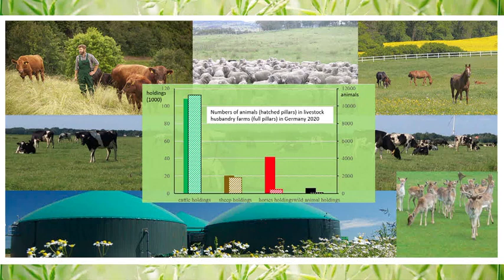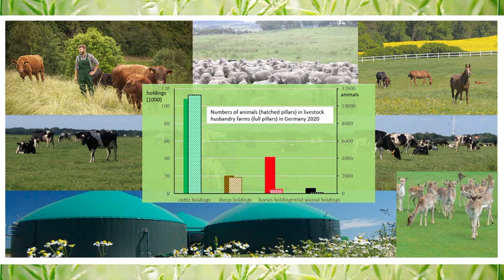On about 20 million hectares of agricultural land, we have almost 15 million head of cattle. Out of this, 5 million milking cows, more than 2 million sheep, and more than 1 million horses. Additionally, more than 10,000 biogas plants produce electricity, heat, or gas based on slurry or crop material.